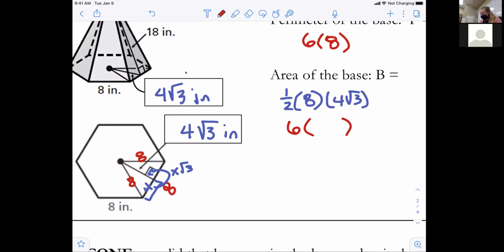Okay, 1/2 of 8 is going to be 4. 4 times 4 root 3 is 16 root 3. And 6 times 16 root 3 is 96 root 3.